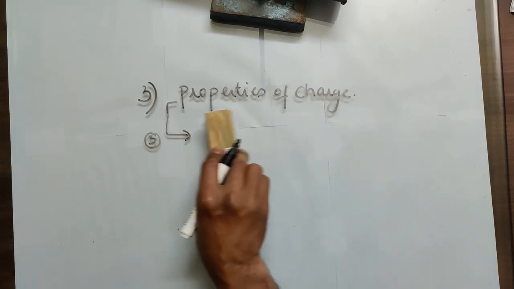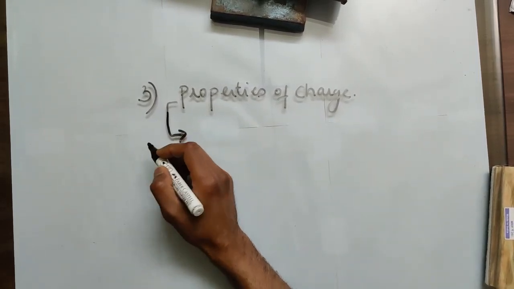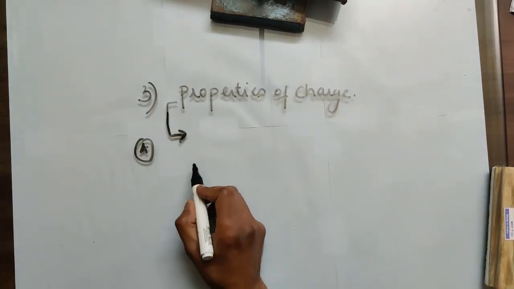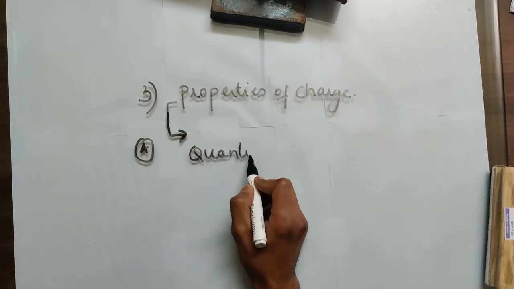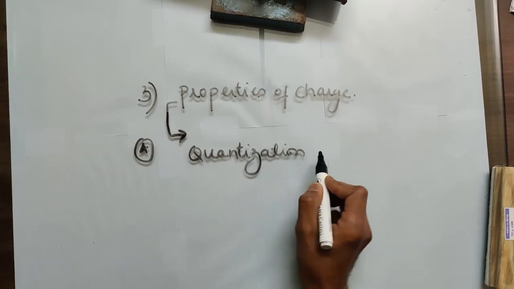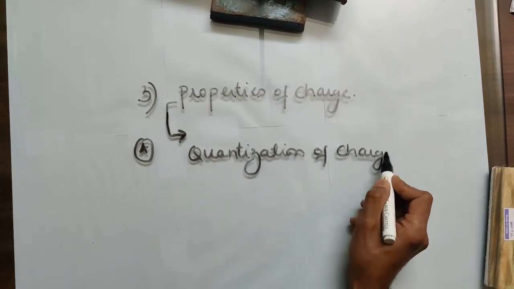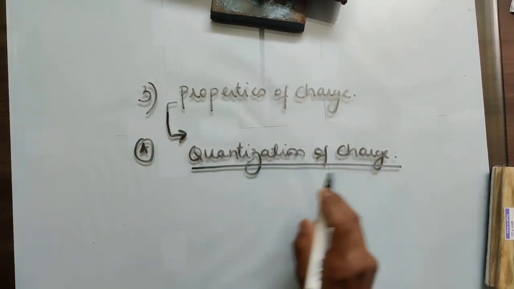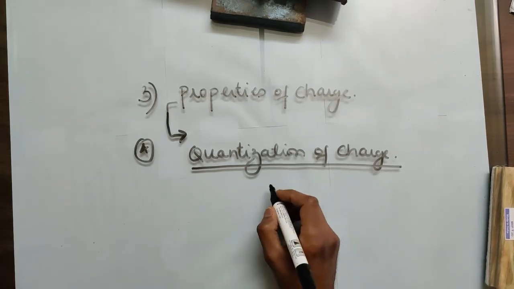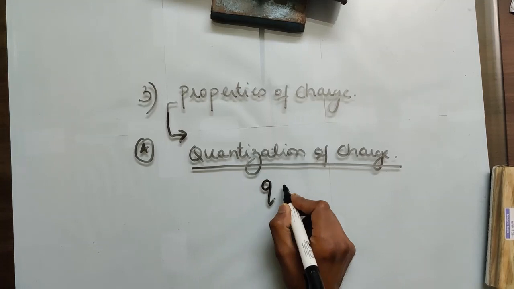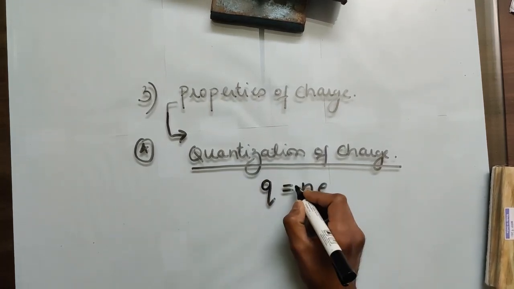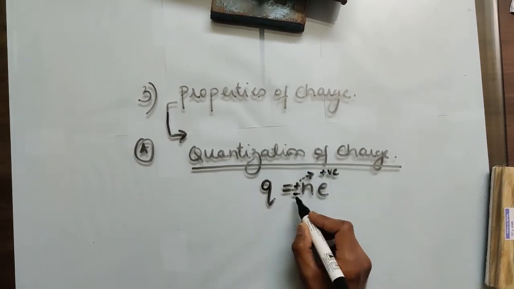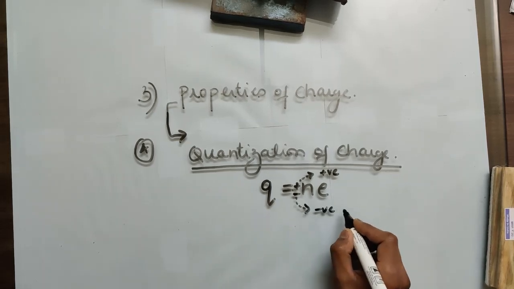Our fourth and one of the most important properties, quantization of charge, which is simply also known as Q equals plus minus n e, where plus sign denotes positive charge and negative sign denotes negative charge.